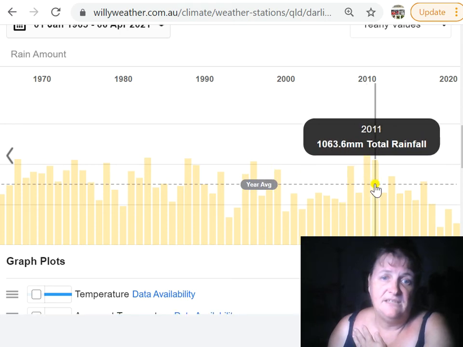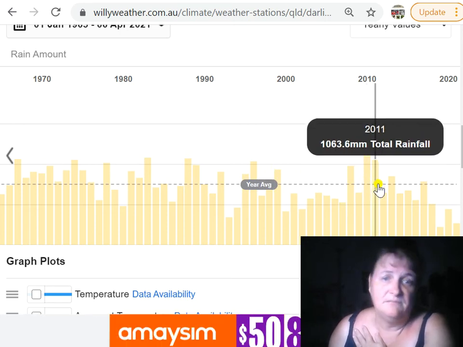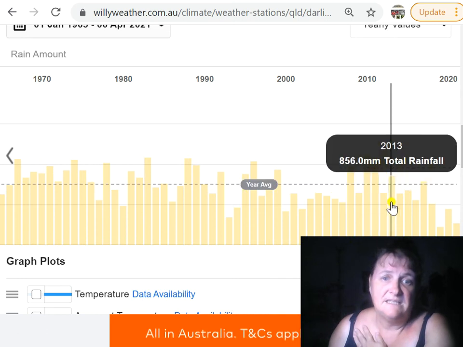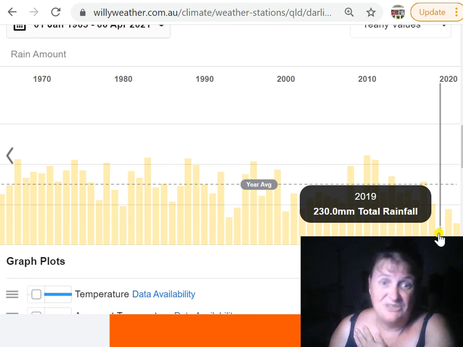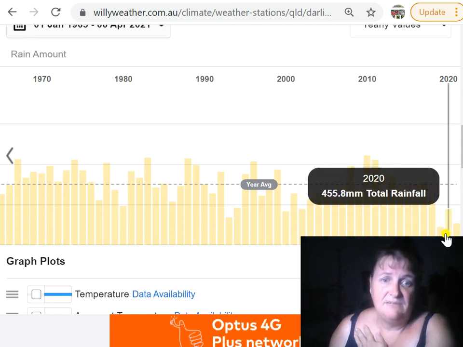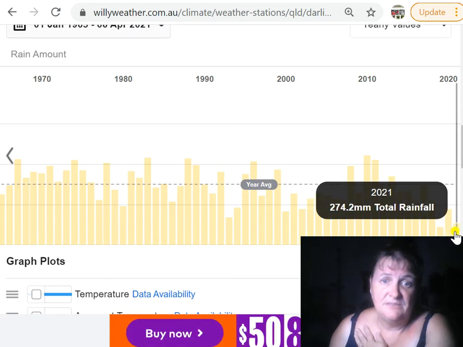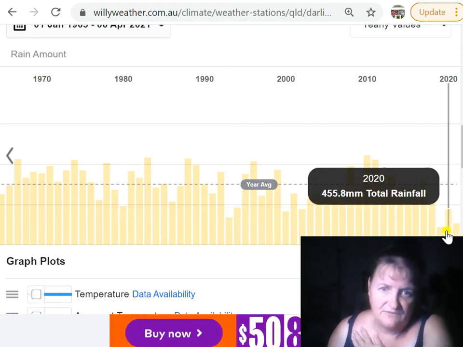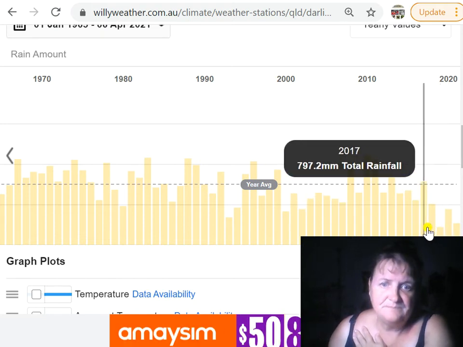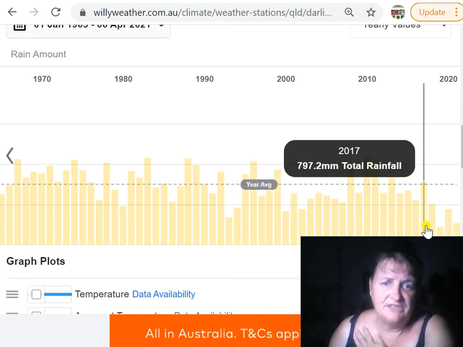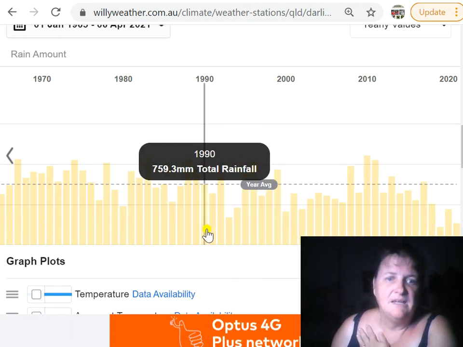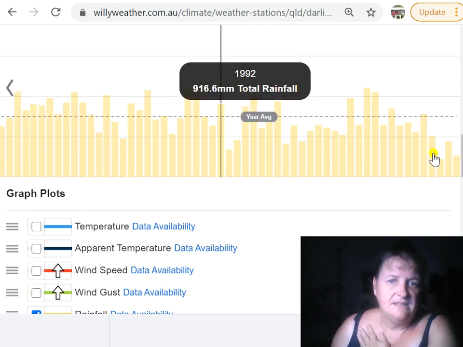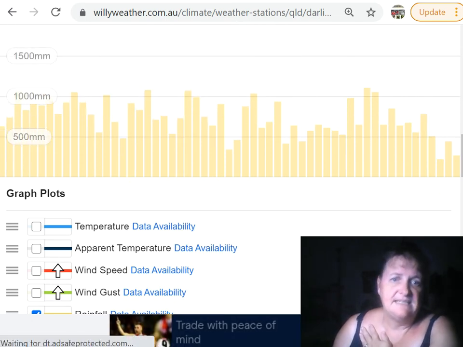So up here you've got the 1,000 millimetres, and that is a significant difference to 2019. It was only 230 millimetres. Then we got 455 millimetres in 2020, and 2021. Obviously, it hasn't finished yet, but it's definitely been well below average for a significant amount of time, and that's causing some major problems.